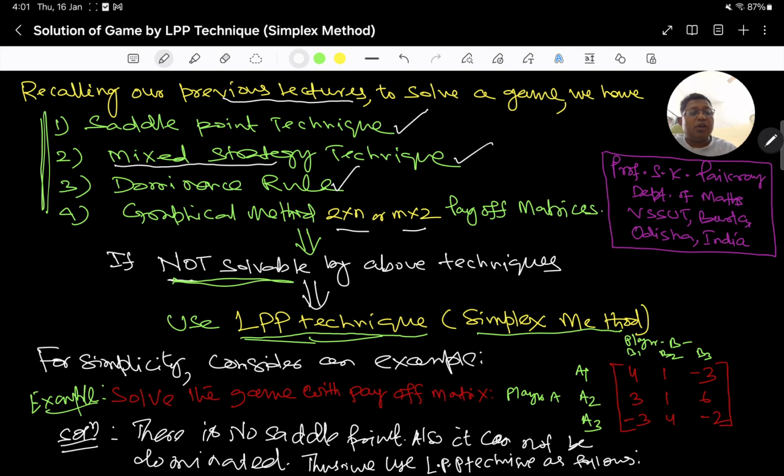Suppose for player A we have the strategies A1, A2, A3. In the probabilistic approach, let us say the probabilities are x1, x2, x3. And for player B we have the mixed strategy y1, y2, y3. Or I may say q1, q2, q3, and for A, p1, p2, p3. Likewise. Now I frame the LPP from A's point of view and B's point of view. So let me discuss the details of the formation of the LPP.